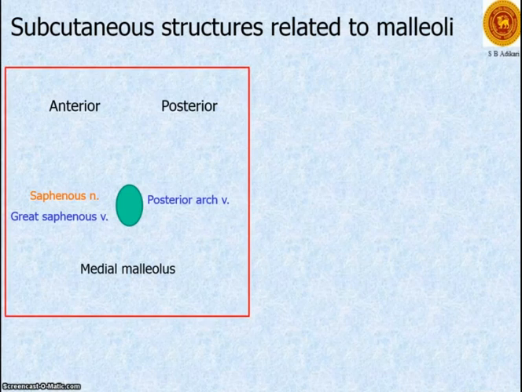Next, we will take a look at the structures that are related to the medial malleolus and the lateral malleolus. First, if you take the medial malleolus, the saphenous nerve and the greater saphenous vein are related to the medial malleolus anteriorly, and the posterior arch vein, which is an important tributary of the great saphenous vein, is related to the medial malleolus posteriorly.